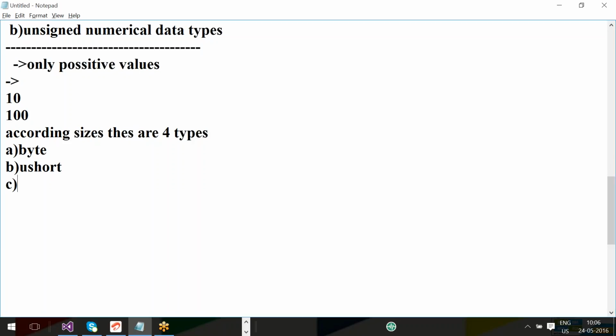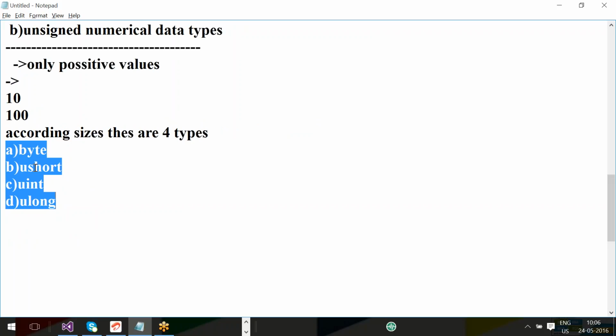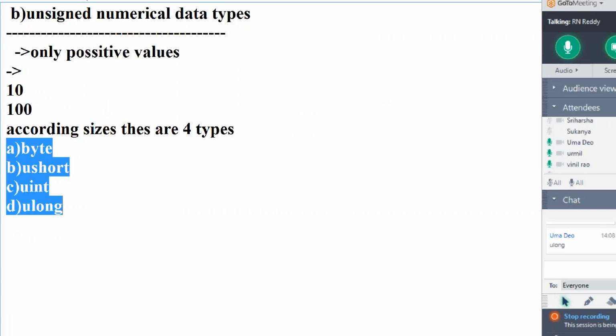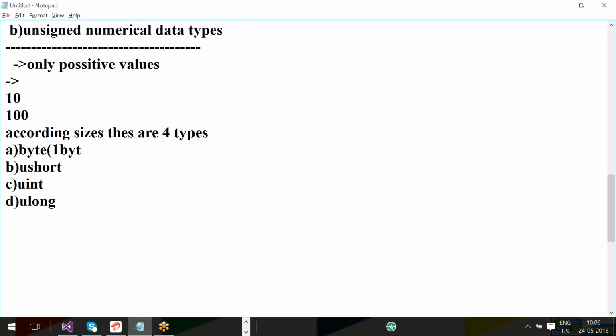Okay. Byte, U short, U int, U long. These are unsigned numerical data types based on sizes. Byte, same as S byte here, byte. There short, here U short. U stands for unsigned. There int, here U int. There long, here U long. U stands for unsigned. And based on sizes, here 1 byte, here 2 byte.